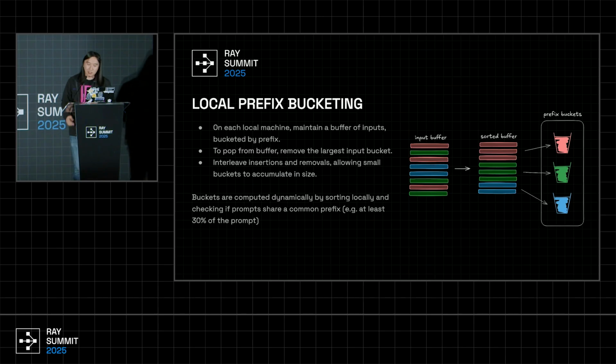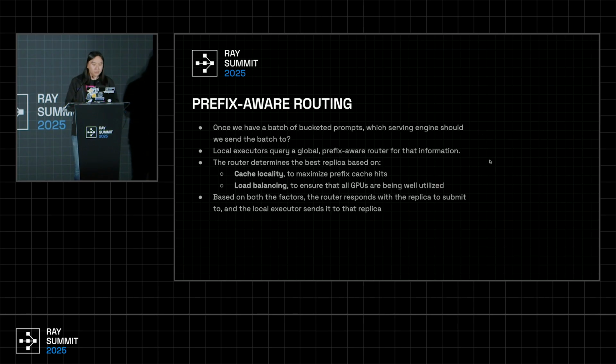How we compute these buckets locally is we sort the data. So imagine this is an input buffer here. We sort it into a sorted buffer, and with that, we're able to check essentially adjacent prefixes, and if they share a common prefix, then we put them into the same bucket. Okay, so we have these batches now via our local prefix bucketing that have common prefixes.